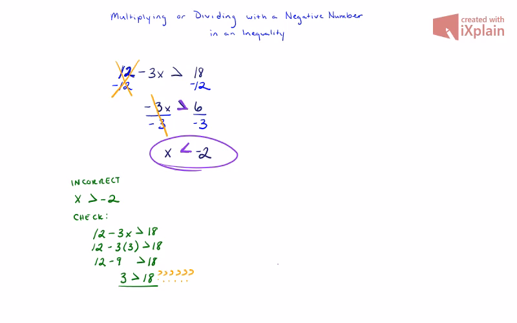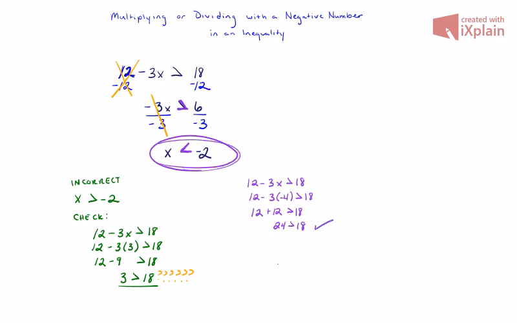So again, we'll do a check. We'll start off with our original problem. And we want to pick something that is less than negative 2. So I'm going to pick negative 4. So 12 minus 3 times negative 4 is greater than 18. Well, we would have 12 here. Negative 3 times negative 4 will give you positive 12. 12 plus 12 is 24. So we end up with the statement that says 24 is greater than 18, which is true.